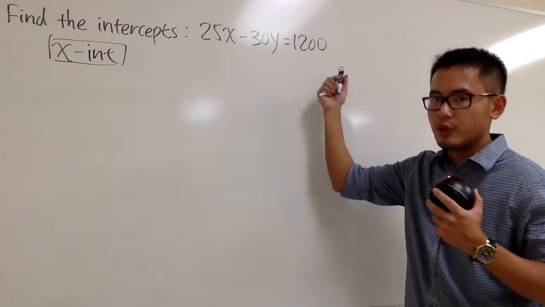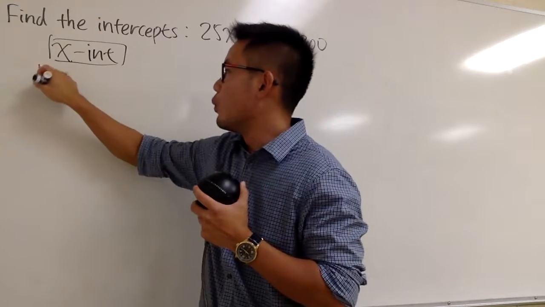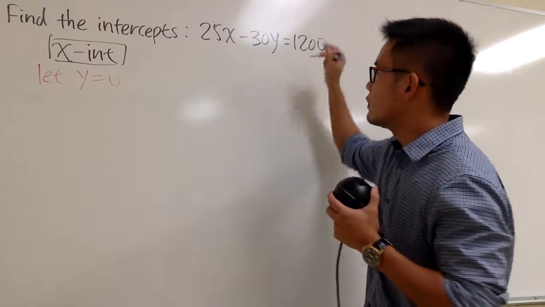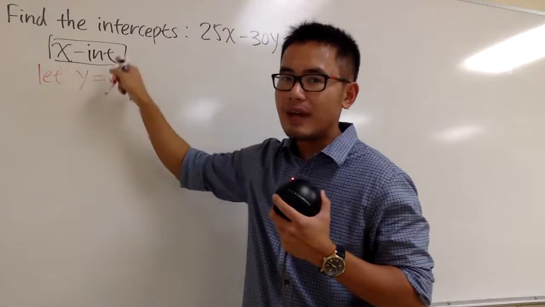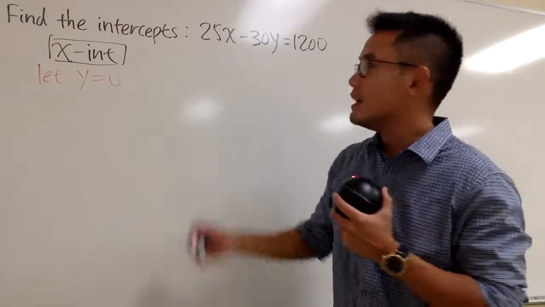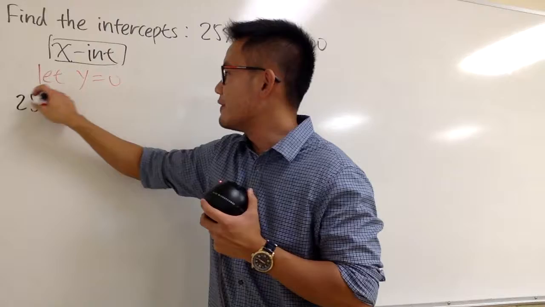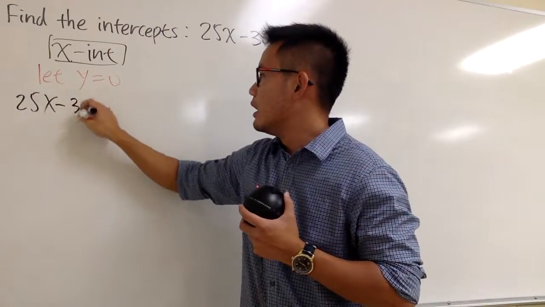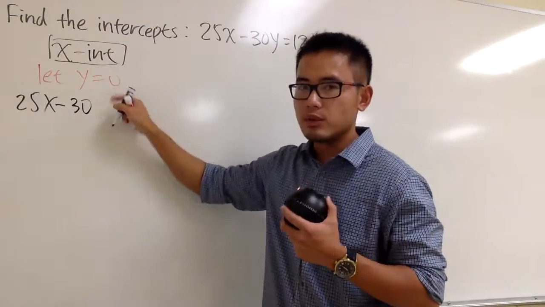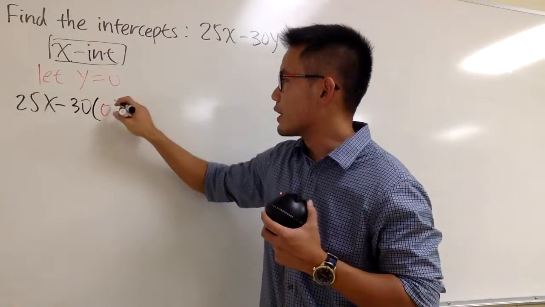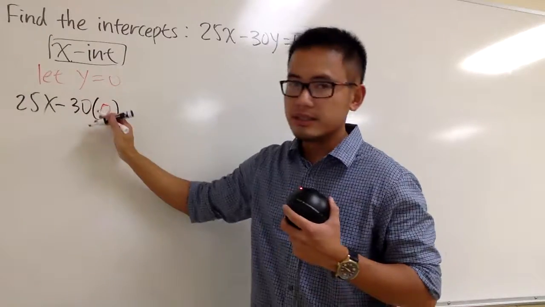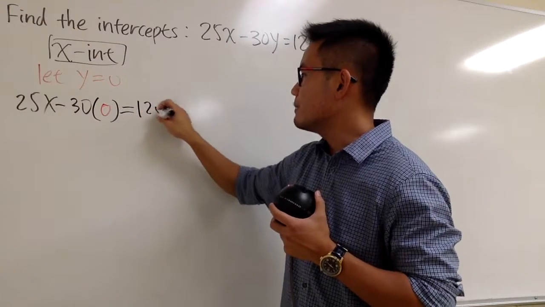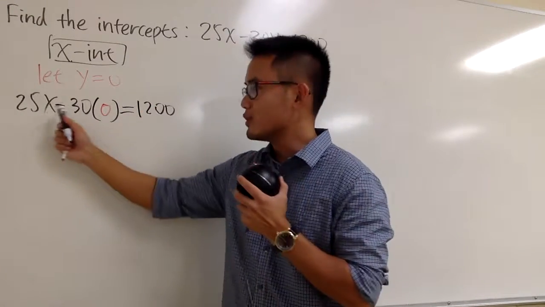When we are given an equation, we are going to let y equal 0, plugging it in for this y to get the x value for the x-intercept, okay? So as we can see, this is 25x, and we will have the minus 30, and for this y we are going to plug in 0, so we'll open the parentheses and put a 0 right here, and of course, this is still equal to 1200.